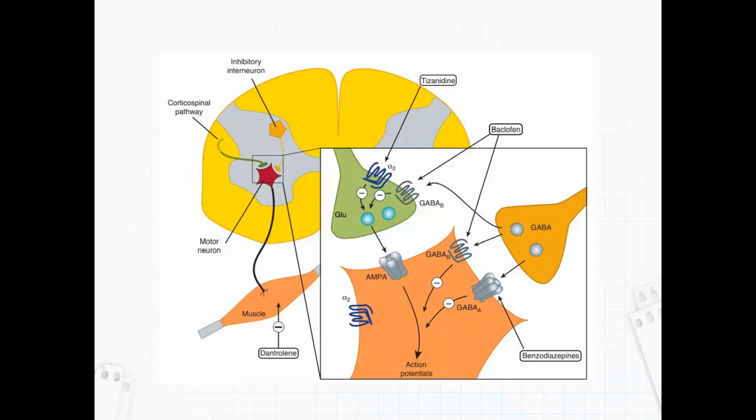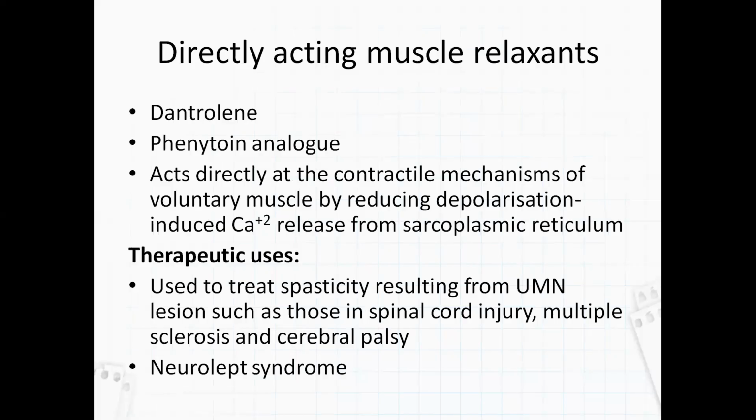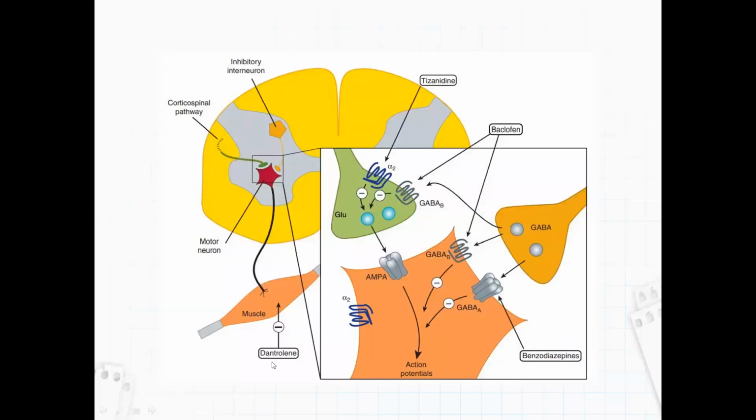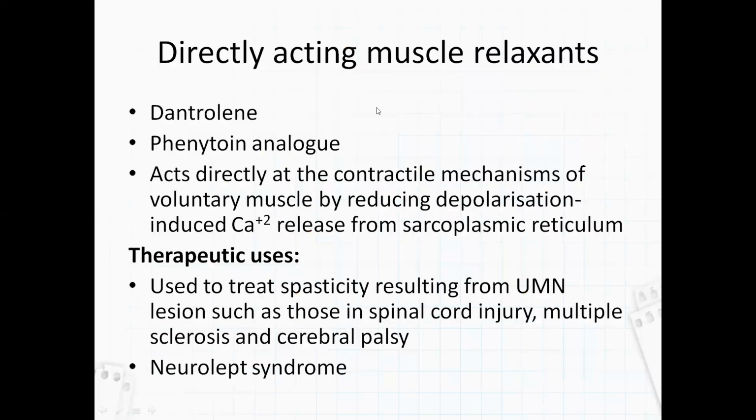So here, directly acting muscle relaxant, it is dantrolene. This dantrolene acts directly on the muscle. It is not acting anywhere else, not on any neurons, any excitatory neurotransmitters. It is directly acting on the muscle itself. So this dantrolene is a phenytoin analog. It acts directly at the contractile mechanisms of voluntary muscle by reducing depolarization-induced calcium release from sarcoplasmic reticulum.